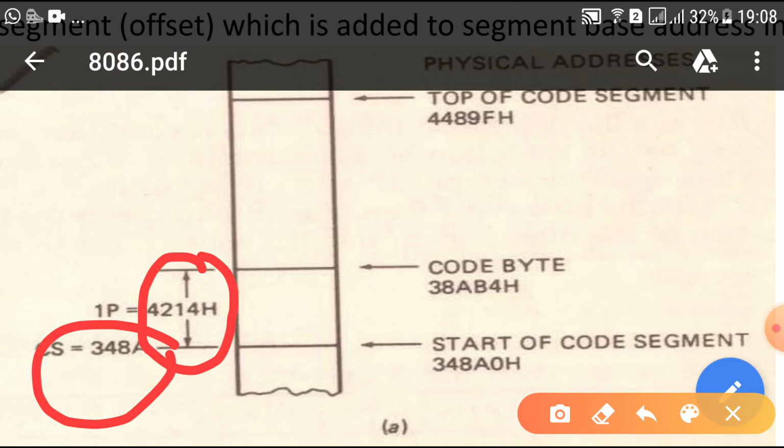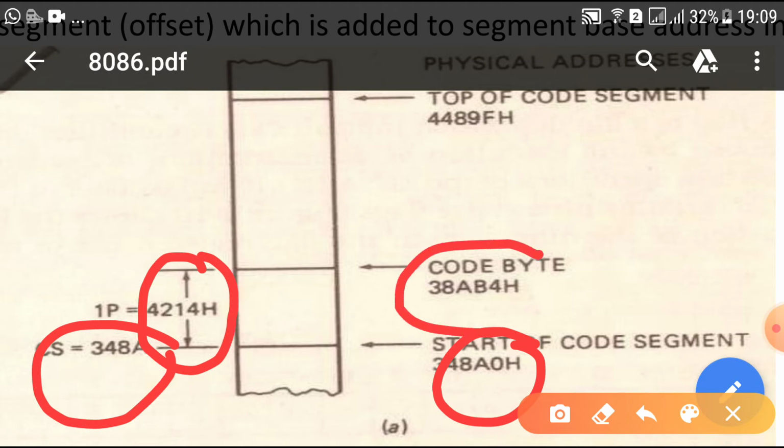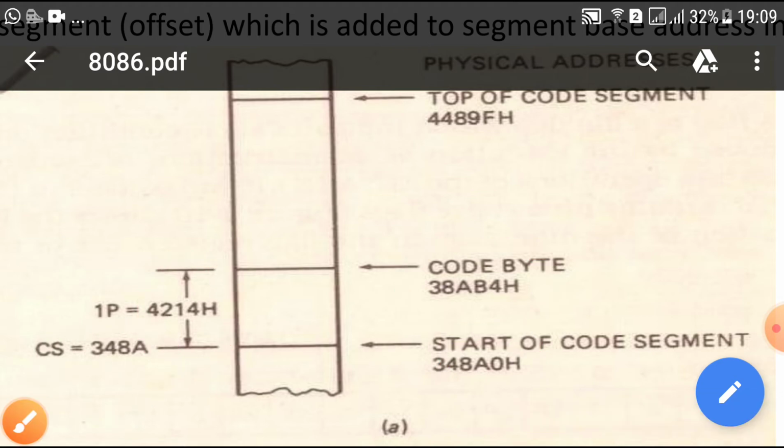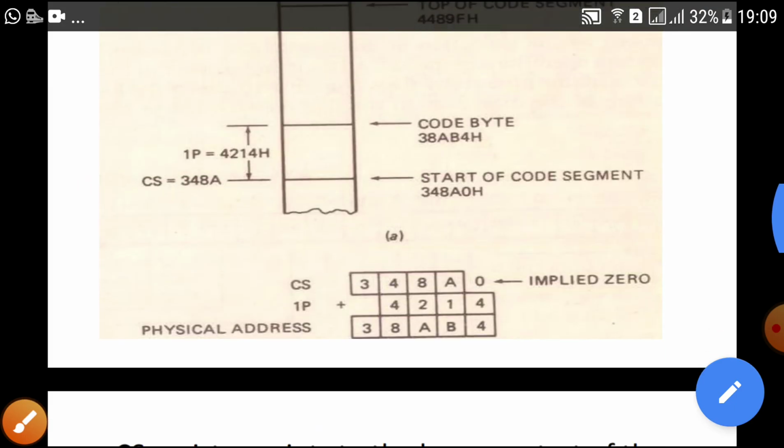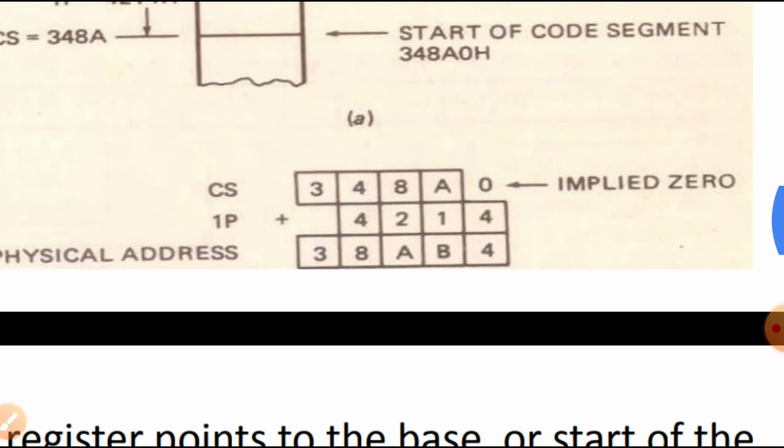into 348A0. Whenever we shift 348A to the left-hand side, a 0 will be inserted. You can see here 348A0. So, 348A0 is then added with 4214 to get the address 38AB4, and this is the address of the memory location which the processor wants to fetch. So, this is how the process is done.